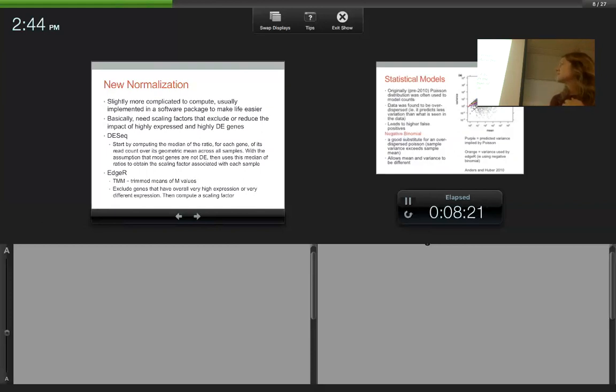DESeq starts by computing the median of the ratio for each gene of its read count over its geometric mean across all samples. So basically, the important part here is that you can assume that most genes are not differentially expressed. That is actually a dangerous assumption in some situations, because sometimes you're doing something so drastic that the majority of genes are differentially expressed. But if you assume that most genes are not differentially expressed, then you can obtain this rational scaling factor to look at how to normalize genes correctly.